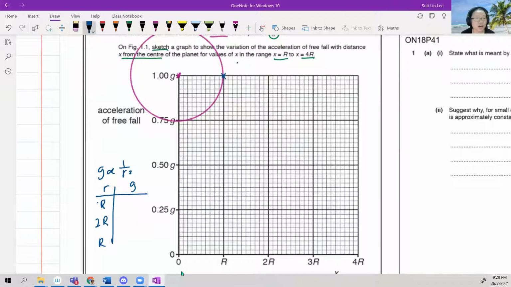Okay, so at r, this is g, but because it's 1 over r squared, if you double the distance, this will be g over 4, because it's g over 2 squared. So g over 4 would be here. Okay, and then for 3r, this will be g over 9, which is g over 3 squared.